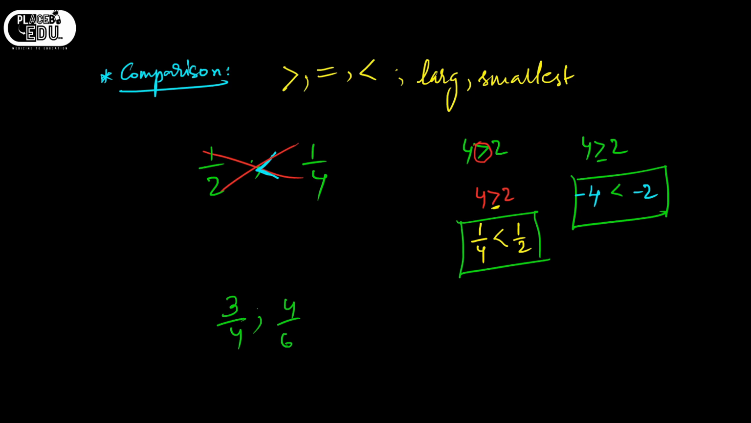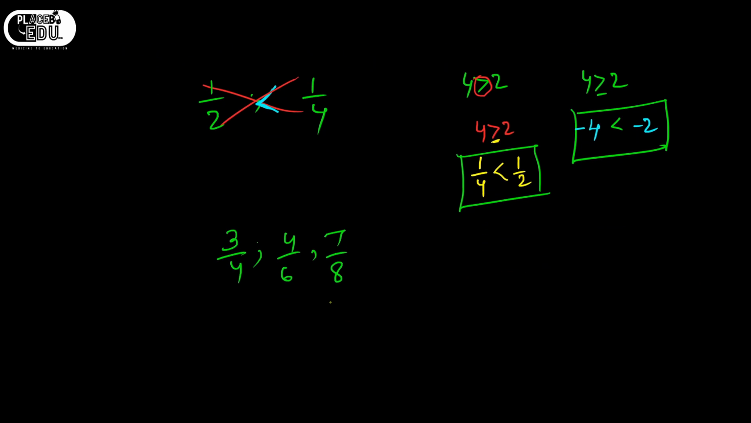What about, for example, I have given 3 by 4, 4 by 6, 7 by 8. Which of them is the largest or which of them is the smallest? If that is the question, how can we solve them? So comparison can be easily done by seeing the denominator. Denominator is a very important term you have to see.